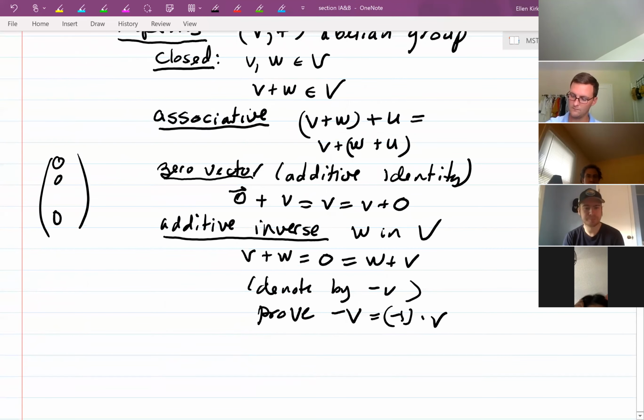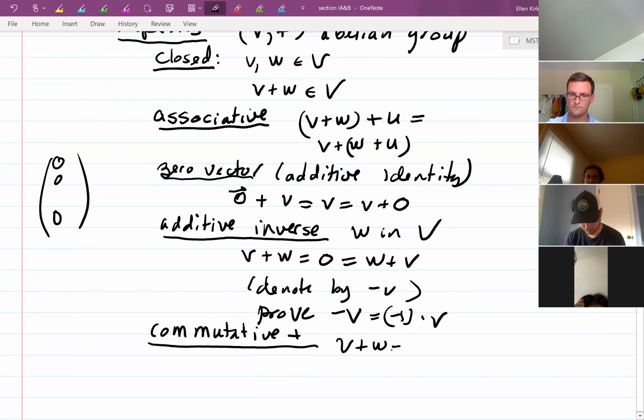And so those are the four properties. The final thing is this addition has to be commutative. And so that says V plus W equals W plus V. So all of these are properties just about the V and nothing to do with the scalar. This is all happening in the vector space. It's this so-called abelian group. And these n tuples have all those properties.